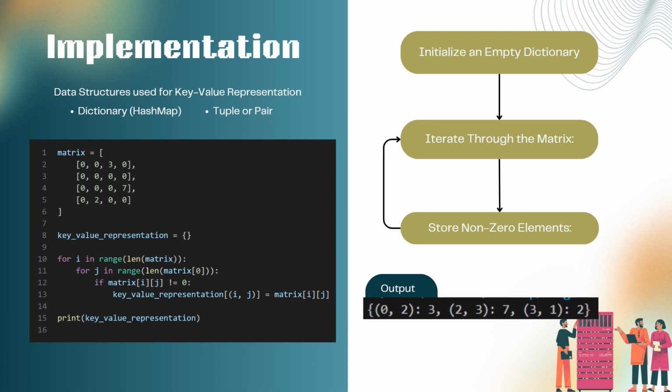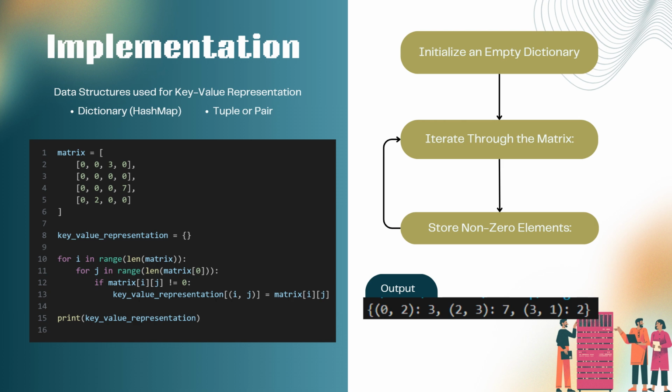Steps to convert a sparse matrix to key value representation. Step 1. Initialize an empty dictionary. Create an empty dictionary to store the key value pairs. Step 2. Iterate through the matrix. Go through each element of the matrix. For each non-zero element, record its position, key, and value.